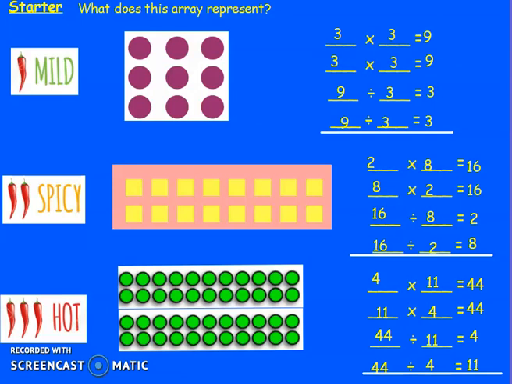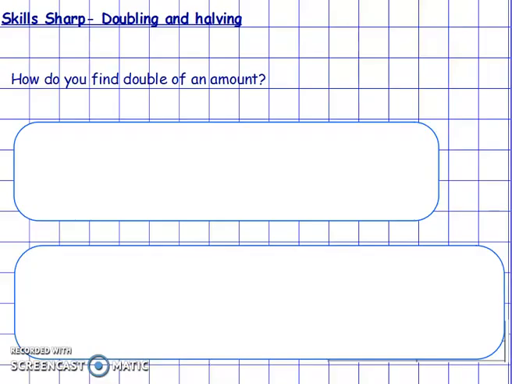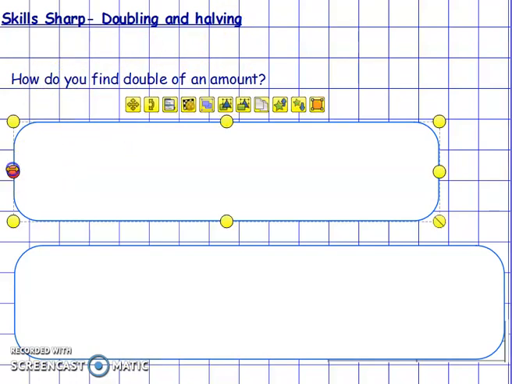Well done, Year 4. Great start. Pop your pencils down and get ready to listen to the next part of the lesson. Our Skills Sharp session is all about doubling and halving. How do you find double of an amount?